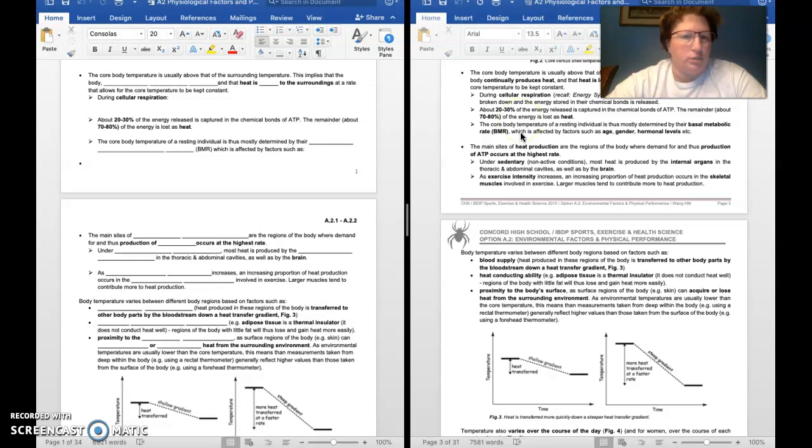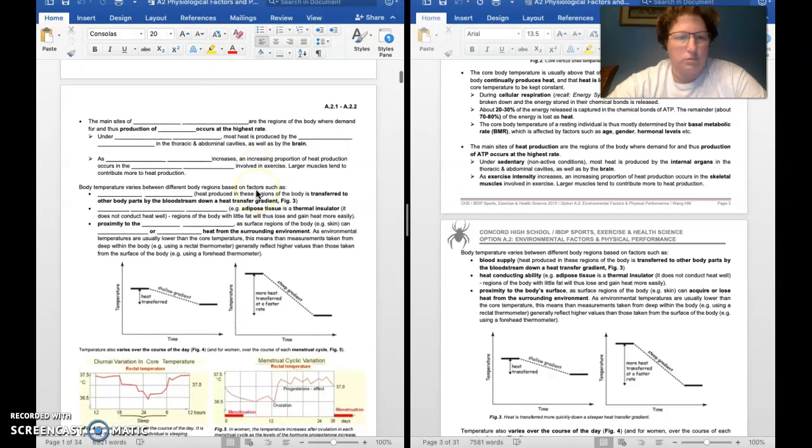Our core temperature is determined by our basal metabolic rate. Basal metabolic rate is how much energy we need or consume or use at rest, right? And it is affected by age, gender, and our hormone levels.